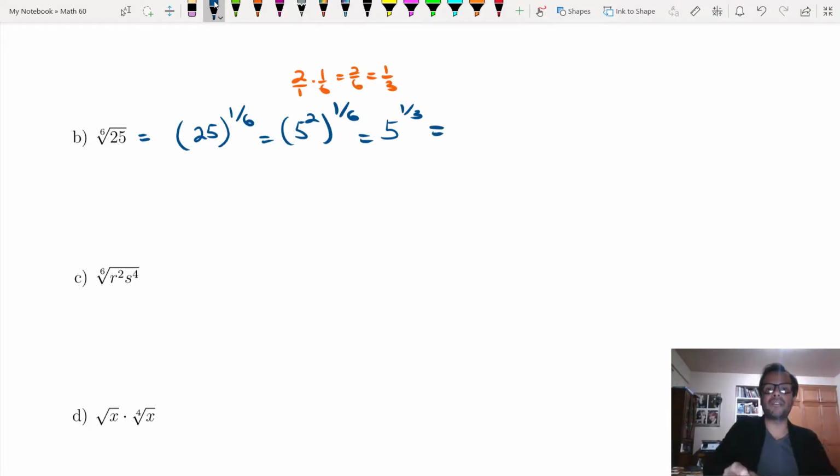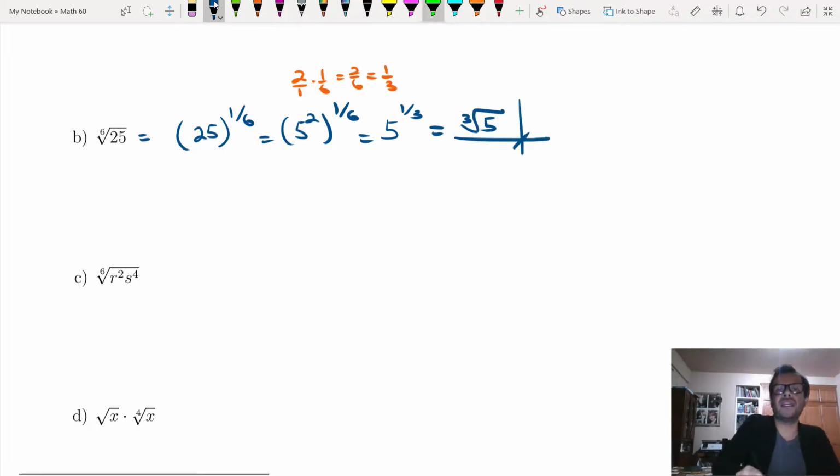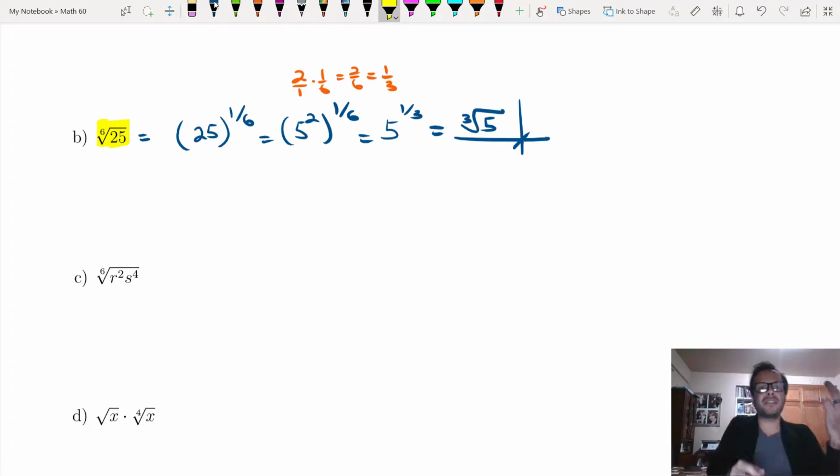Let's go back to radical form, right? So we are going to have the cube root of 5. Okay, let's compare. We were given an ugly, big index with a large number inside. We were able to simplify to a radical with a smaller index and a smaller number inside of the radical, all right? Okay, let's do the same for the next example, all right?